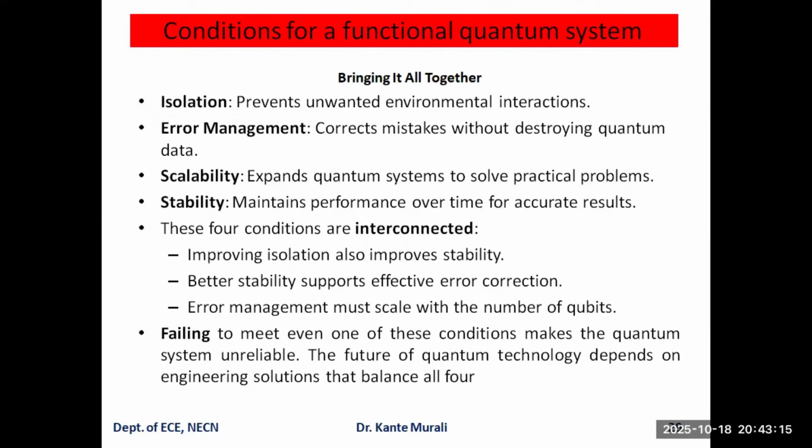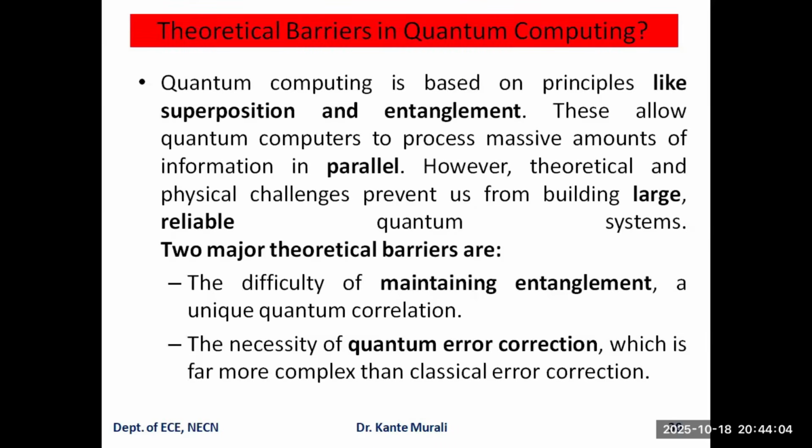That means improving isolation helps the stability, better stability supports error correction, and effective error correction must be scaled with the number of qubits. If any one fails, the entire quantum system becomes unreliable. So designing a quantum computer is like balancing four spinning plates. You can't afford to let even one drop. That is the scale of complexity included in designing a quantum system. Now let us see the next topic.